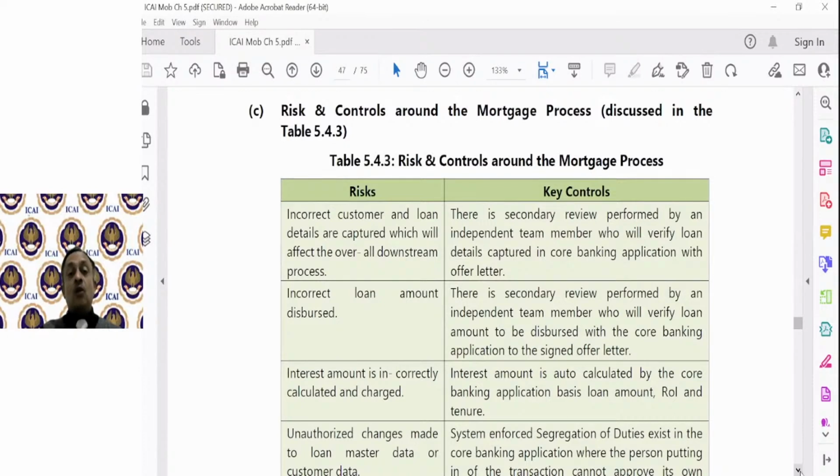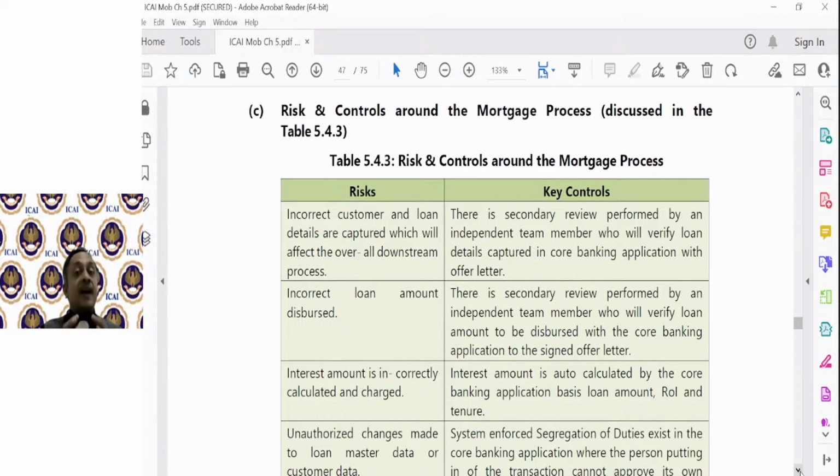Then, incorrect loan amount disbursed. Now, this is important. This is very, very critical in terms of disbursement going wrong. Now, let us see what the impact of this is. Again, there is a secondary review performed by an independent team who will verify the loan amount to be disbursed in the core banking application against the signed offer letter. Now, see, this second point is a very critical error: the banker is disbursing an incorrect loan amount.